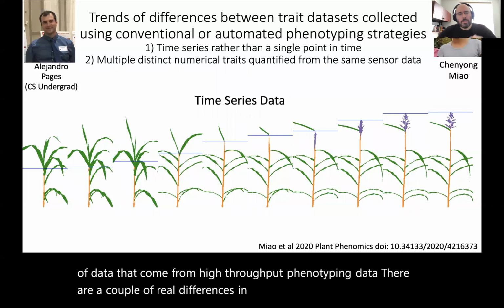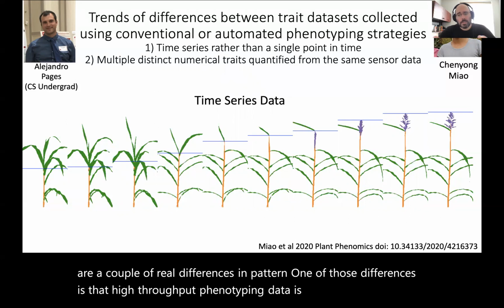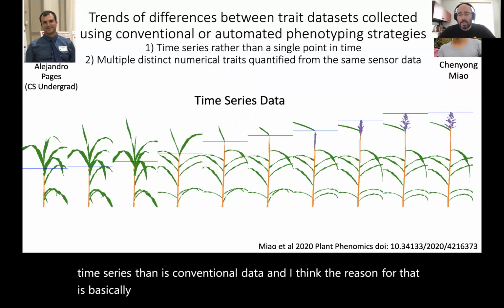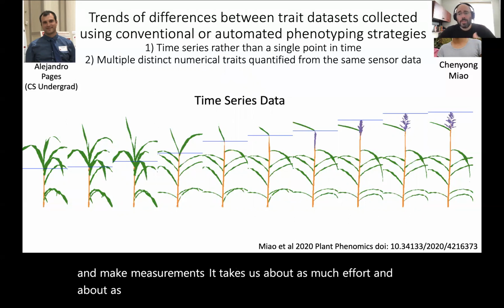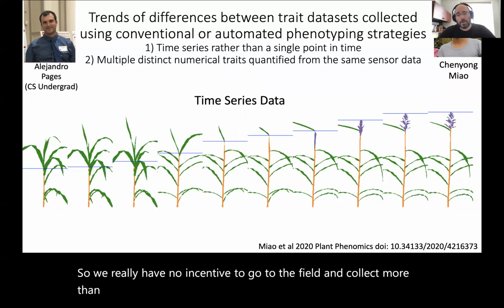One of those differences is that high-throughput phenotyping data is much more frequently time series than is conventional data. And I think the reason for that is basically economics. So each time I or my student go to the field and make measurements, it takes us about as much effort and about as much time. So we really have no incentive to go to the field and collect more than the number of time points we really need for our experiment. Usually, the answer to that is 1.